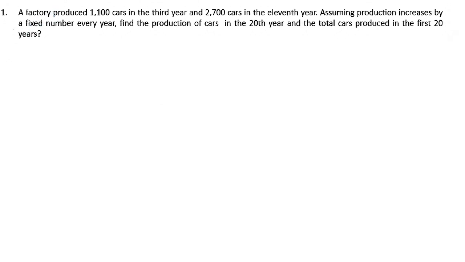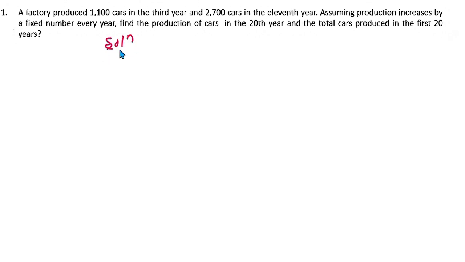A factory produced 1,100 cars in the 8th year, 2,700 in the 11th year. Assuming production increases by a fixed number every year, find the production of cars in the 20th year and the sum, the total cars produced in the first 20 years.